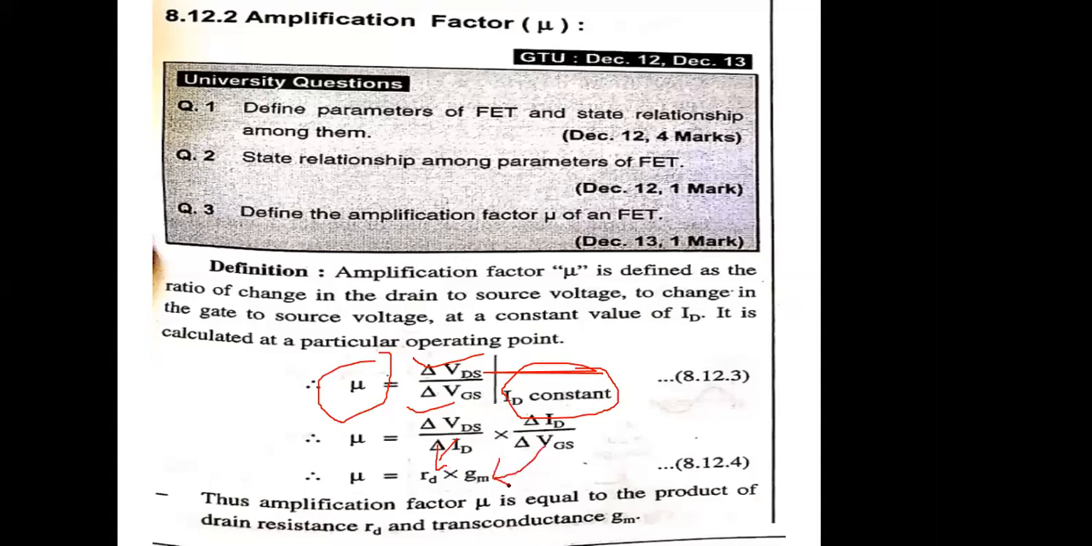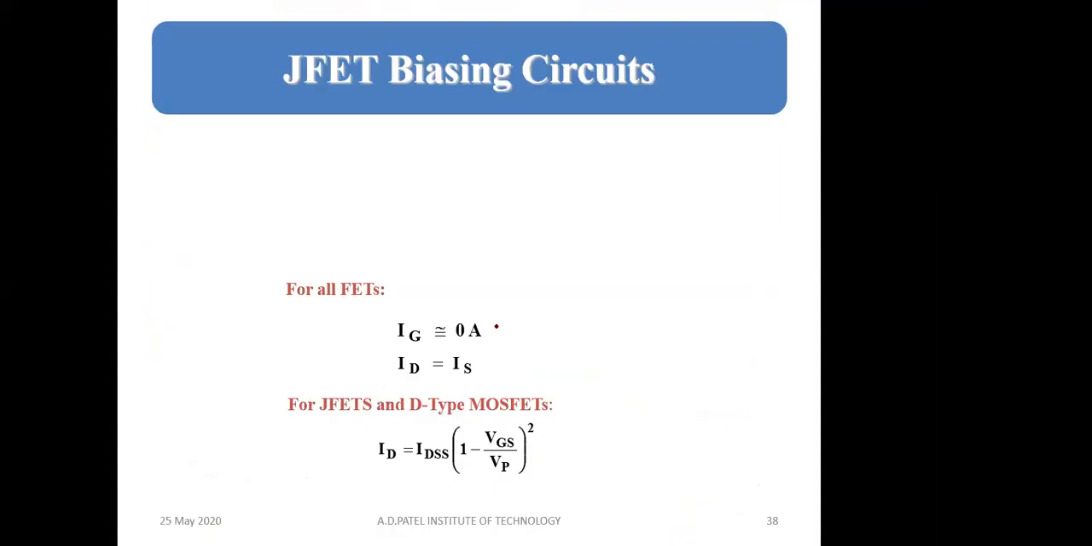So it is nothing but mu is equal to rd into gm. Okay, so that is the amplification factor quantity. Now we will go for the biasing circuit. See, in JFET, biasing circuits are not that important, as we discussed in the transistor. But I have to give it as one point, or you can say an overview. So let us discuss the JFET biasing circuits.